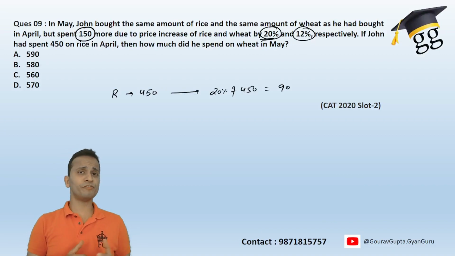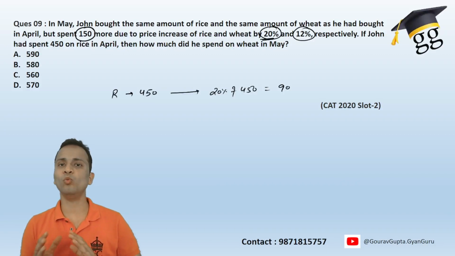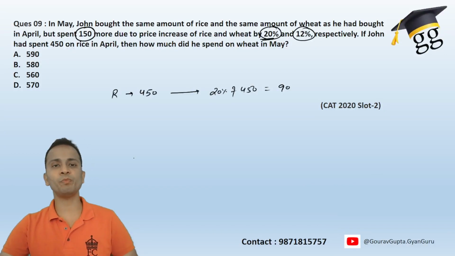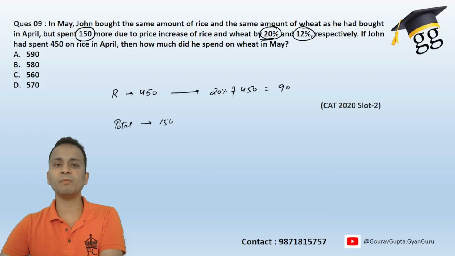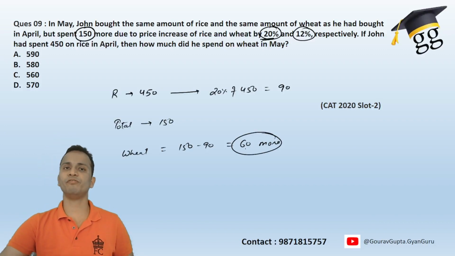राइस में ओरिजिनली 450 स्पेंड किया था. Okay, the price increase is 20%, quantity bought is same, so the money that he will spend more on rice will be 20% of 450, that is 90 rupees. So rice पे उसने 90 rupees more spend किया है, and total पे उसने कितना spend किया था more? 150 more, right? So I can say that on wheat, he must have spent 150 minus 90, that is 60 rupees more.